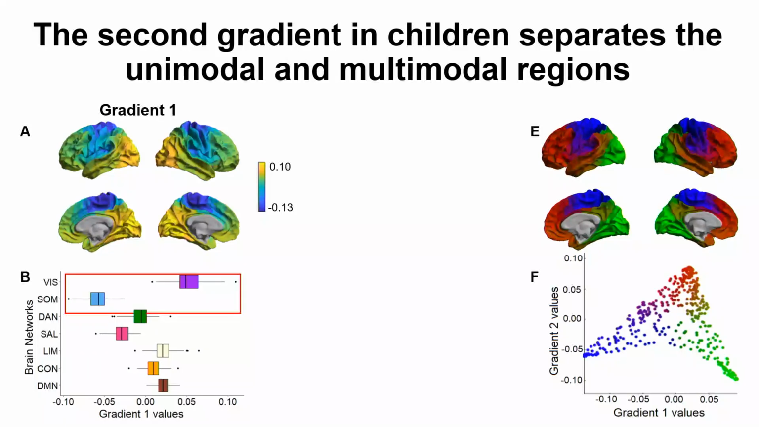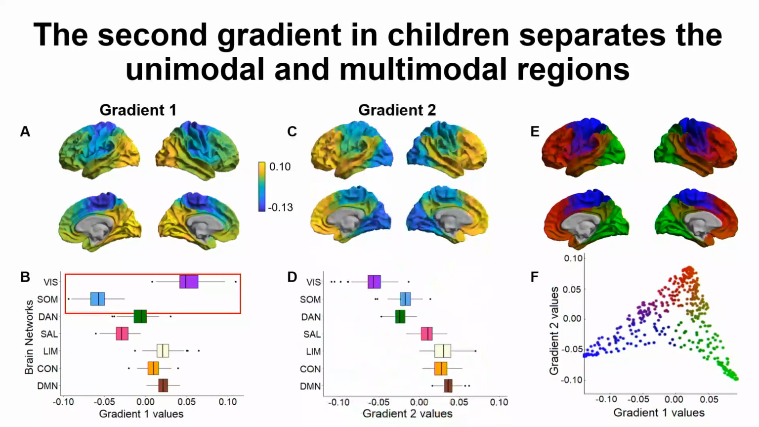For the second gradient, we can see that it's similar to the principal gradient in adults. This gradient separates the unimodal regions from the transmodal regions, with visual and somatomotor networks on one end of the spectrum, and the default mode and control networks on the opposite end. This is again demonstrated on the panel here, where the green and blue colors correspond to the unimodal networks, at the opposite end of the spectrum from the red regions, which correspond to the transmodal networks.